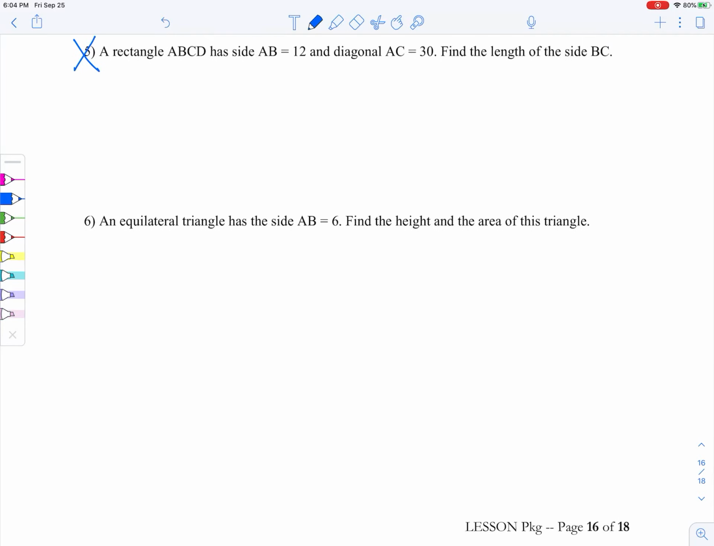Question 6, an equilateral triangle. So an equilateral triangle has a side length A, B, I'm going to call that C. Side length of 6. That means all of them are 6. It wants us to find the height. So to find the height of this one and the area of the triangle, because if we can get the height, then we could find the area.